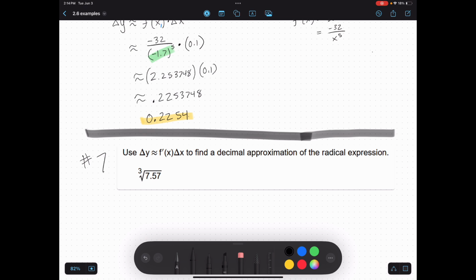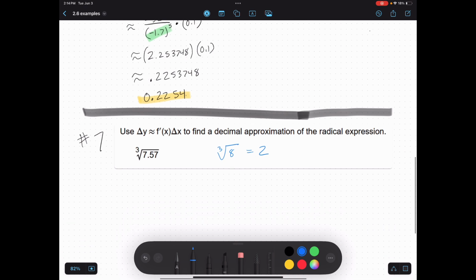7.57 is not a perfect cube, but is there a perfect cube close to this that we do know? Well, we do know the cube root of 8 is 2. So I can use that to help me approximate that by declaring I'm going to go ahead and let x1 equal 8. Why am I choosing x1 to equal 8?